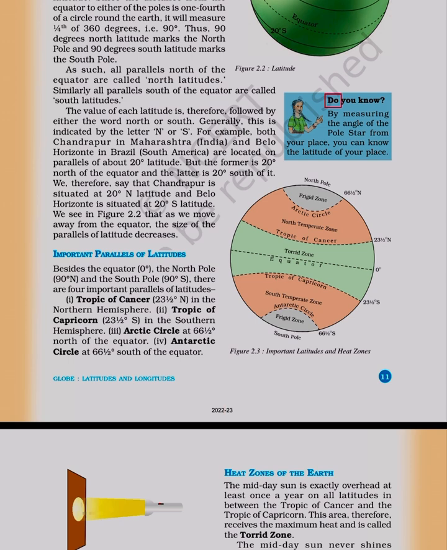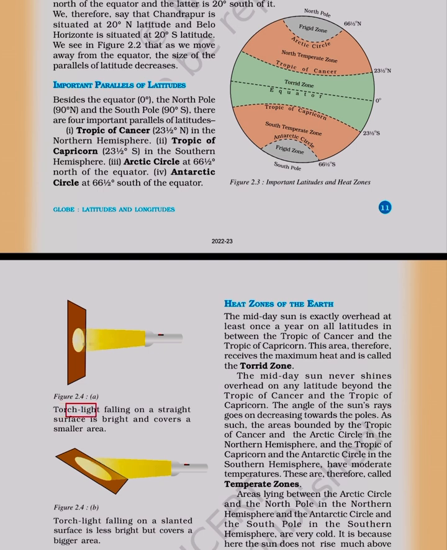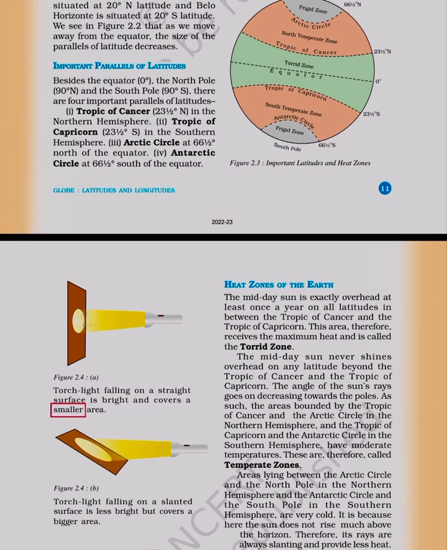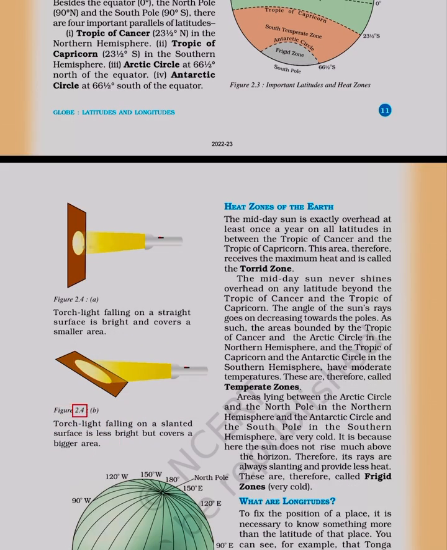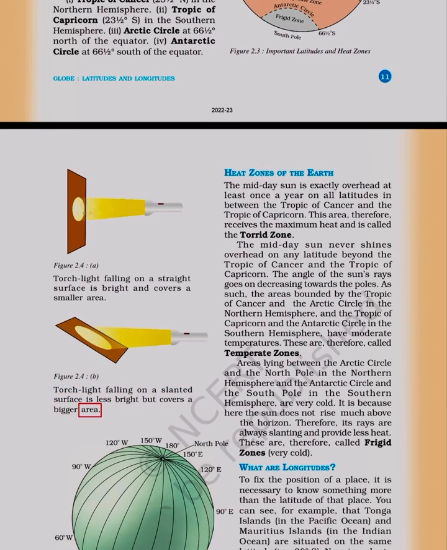Do you know? By measuring the angle of the pole star from your place, you can know the latitude of your place. Figure 2.4 A. A torchlight falling on a straight surface is bright and covers a smaller area. Figure 2.4 B. Torchlight falling on a slanted surface is less bright but covers a bigger area.